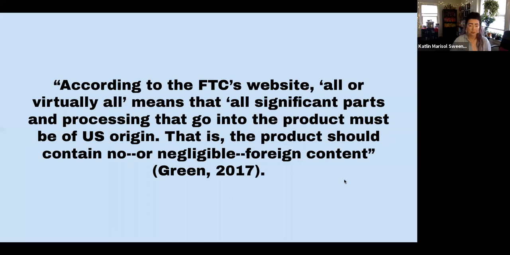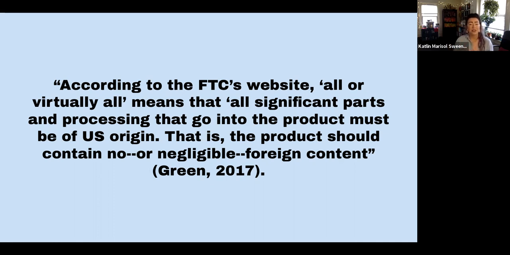how exactly a product falls within this categorization or perhaps escapes this categorization, okay? He also says, according to the FTC's website, all or virtually all means that all significant parts and processing that go into the product must be of US origin. That is, the product should contain no or negligible foreign content. So we can see here that Green is recognizing that the phrase all or virtually all is realistically not very clear, right? It's intentionally vague, it's intentionally ambiguous.